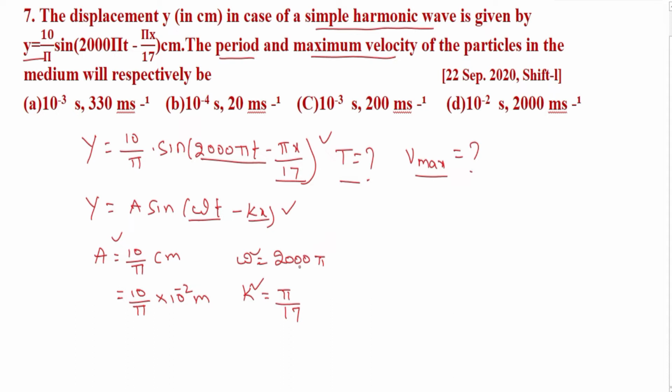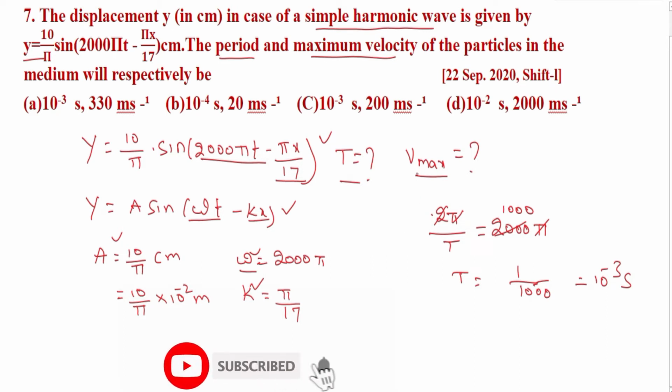Now see, from this he gave the value of omega as 2000 pi. We know that the formula for omega is 2 pi by capital T, where capital T is the time period, that is given as 2000 pi. Then this pi will get cancelled, this will be 1000, so T will be 1 by 1000, that is equal to 10 power minus 3 seconds. So we got the value of time period as 10 power minus 3 seconds.